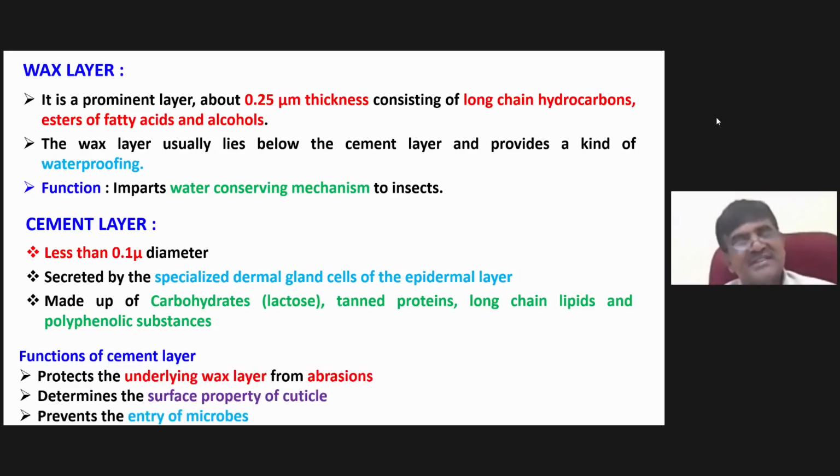The functions of the cement layer: it protects the underlying wax layer from abrasions, and it determines the surface property of the cuticle. Also, it prevents entry of microbes into the insect body. So this is all about the different sublayers of the epicuticle and their functions.